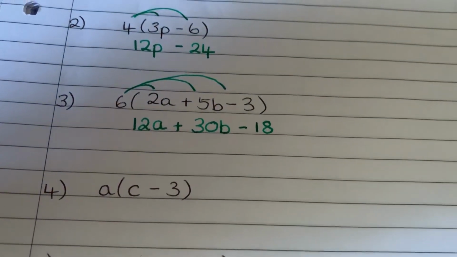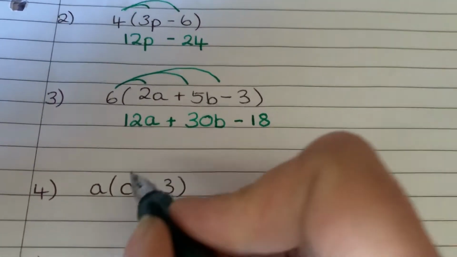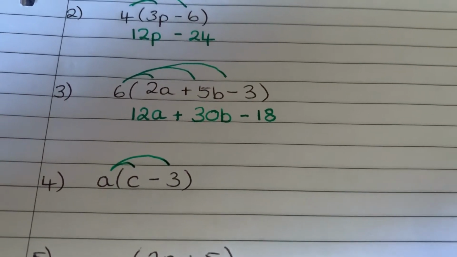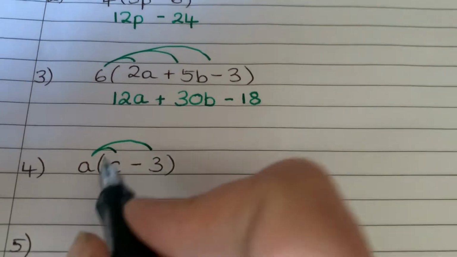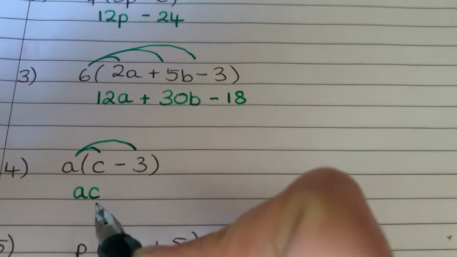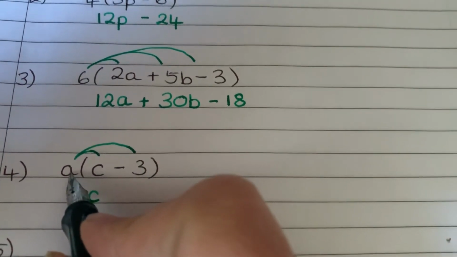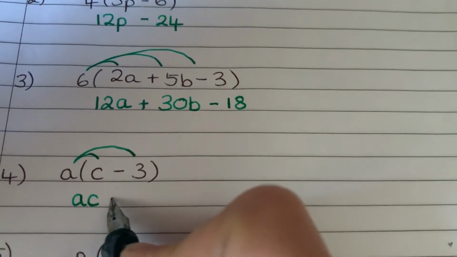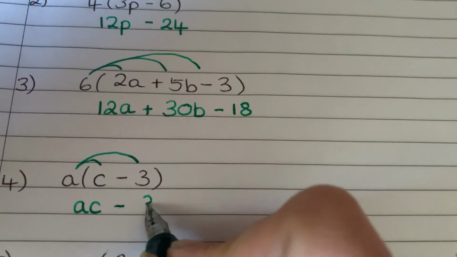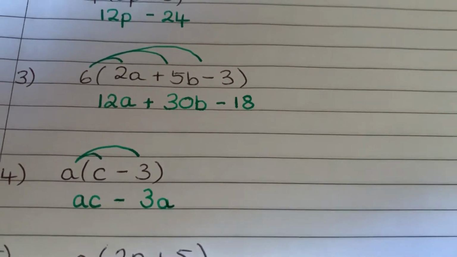This time I've got a letter outside of the bracket. So same thing. Now, we did these just before Easter, a letter times a letter. Now, if the letter's different, I just push them together. So A times C would be AC. And then I've got A times 3. Now, tempting to put A3, we normally put the number before the letter, so that would be 3A.